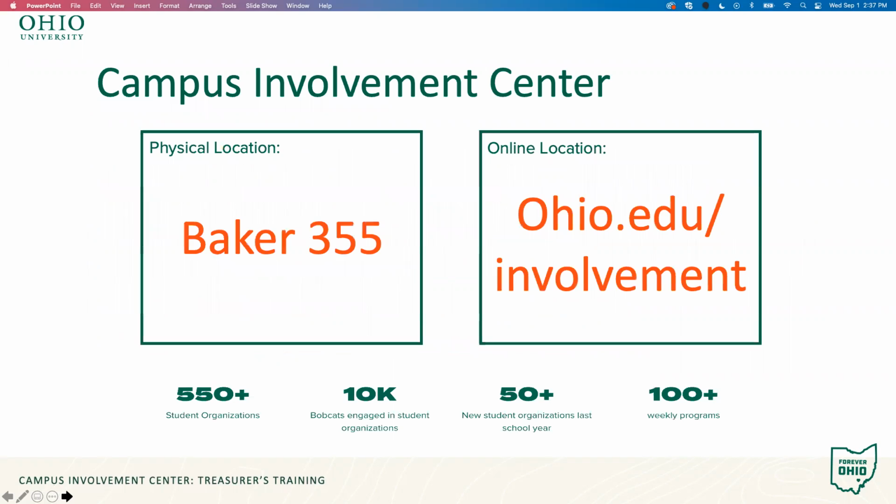A little bit more about the CIC, or the Campus Involvement Center. We are located in Baker 355 and we're open from 8 to 5 each day. Feel free to always swing by. I'll also show you a little bit later how to book an appointment to ensure we're at our desk at that time. Our online location is ohio.edu/involvement, and that has a lot of different training resources and will connect you to the proper links, such as Bobcat Connect.